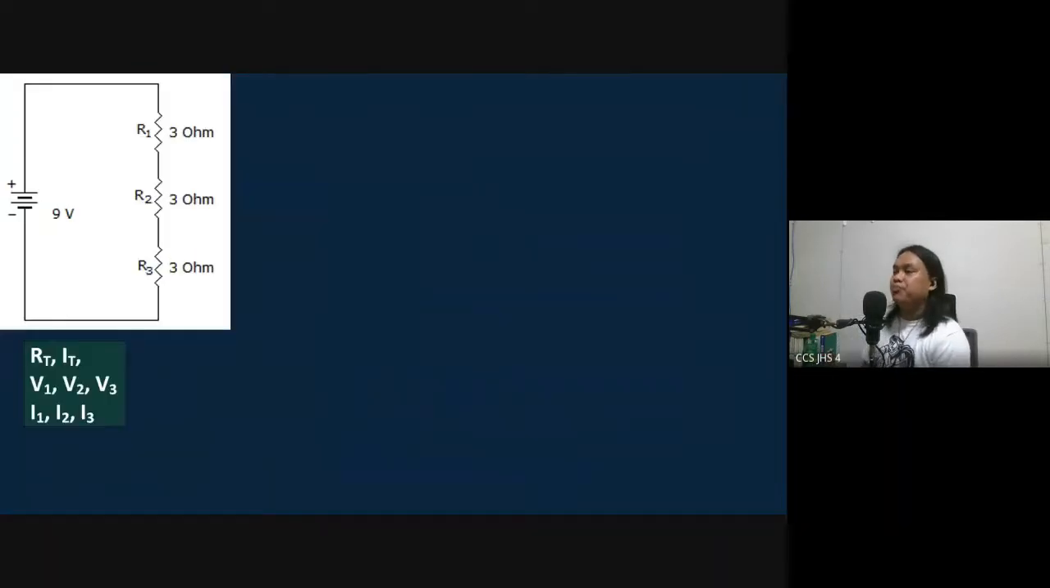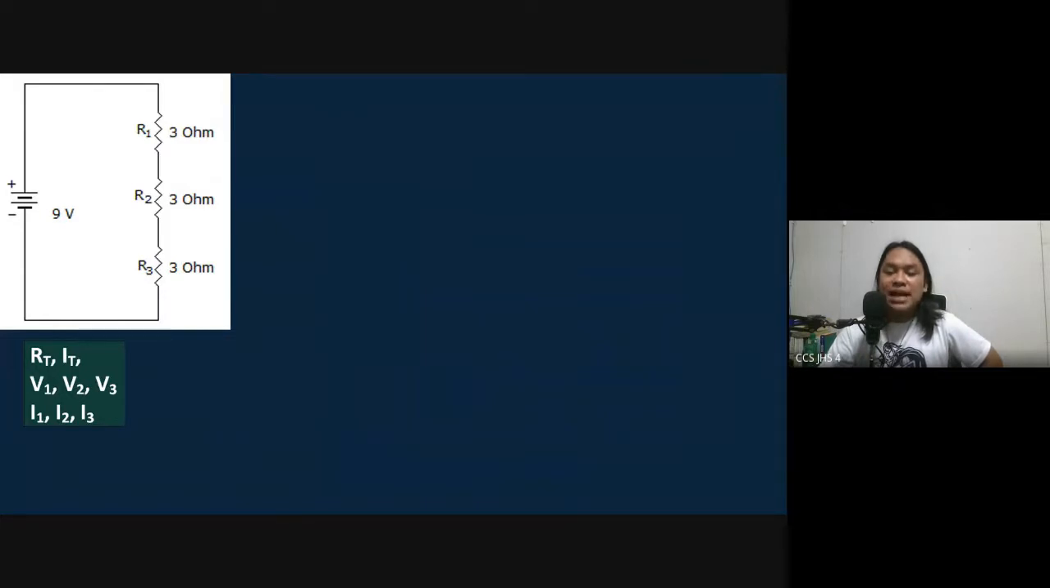Okay, very good. So now, unsa man nga electrical parameter ang atong i-solve pinakauna? From the given, of course, we need to check sa given kung unsay pwede nato i-solve. Naa tay R sub 1, we have R sub 2, we have R sub 3, and we have total voltage. What electrical parameter can we solve from the required? What do you think?